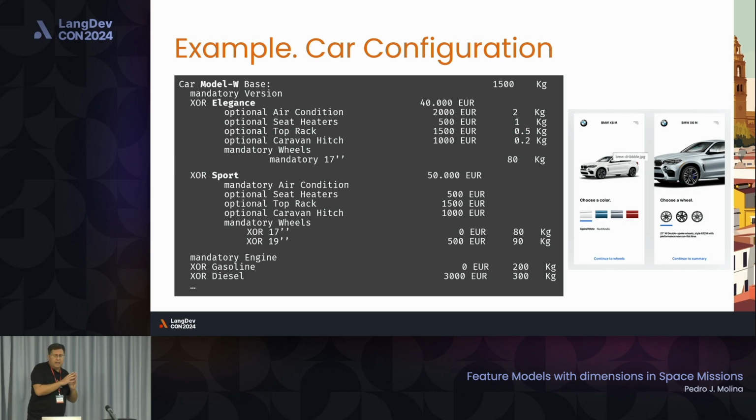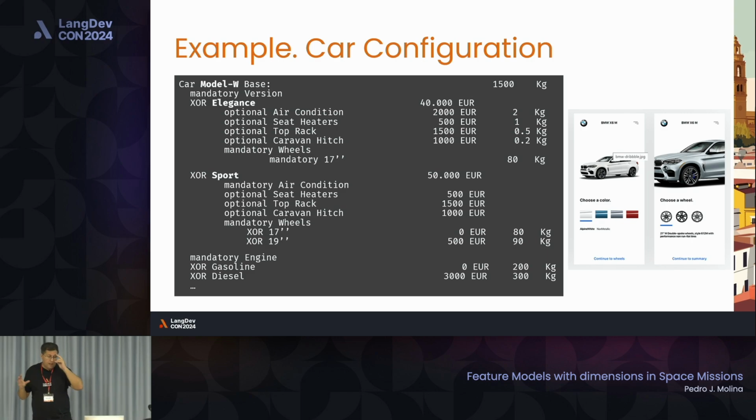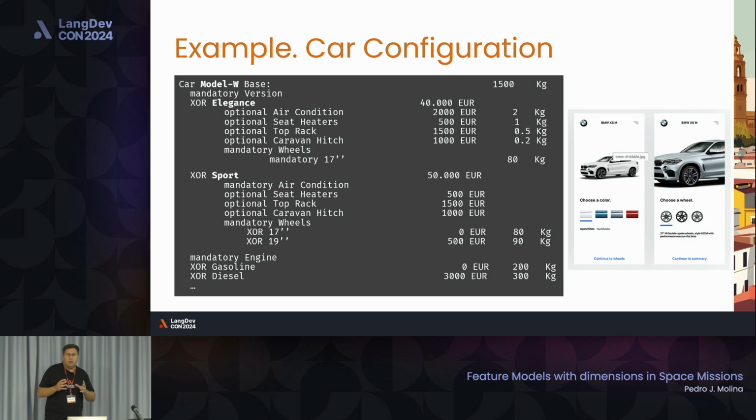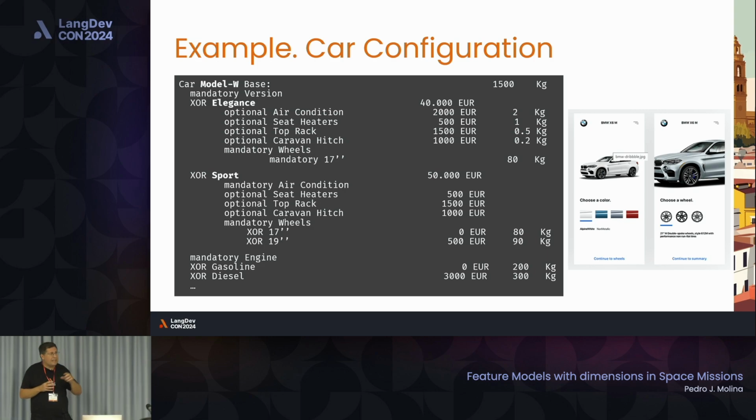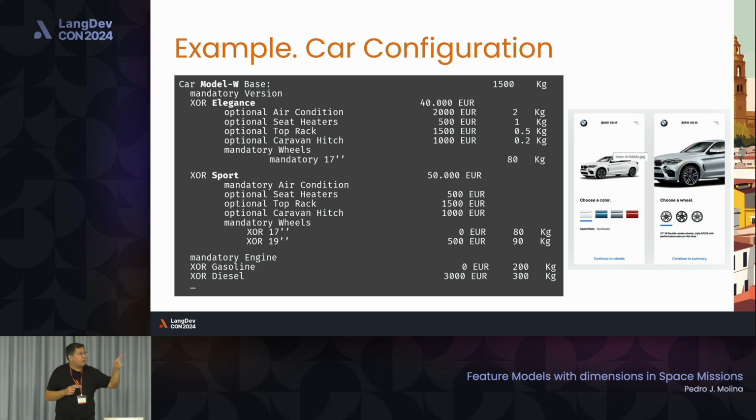So we have here different layers of design. First of all, you design the family of cars, the feature configuration of all the possible cars we are able to fabricate, to build. Later on, you instantiate this wizard to select your specific car.